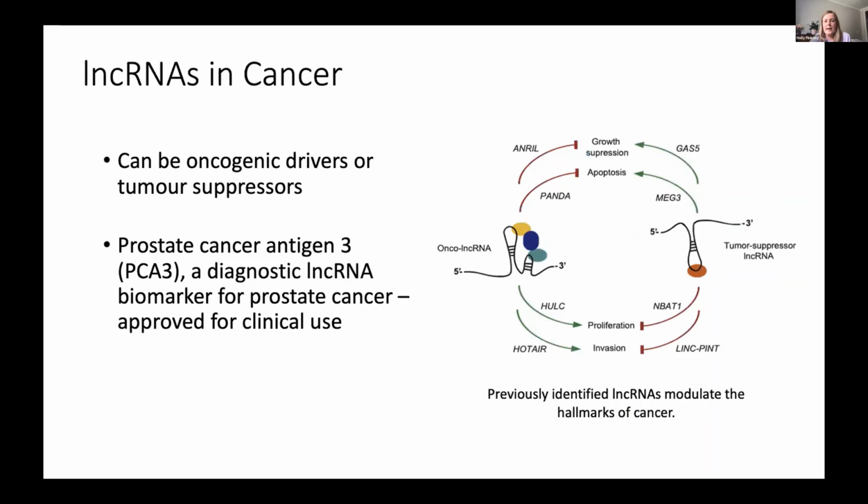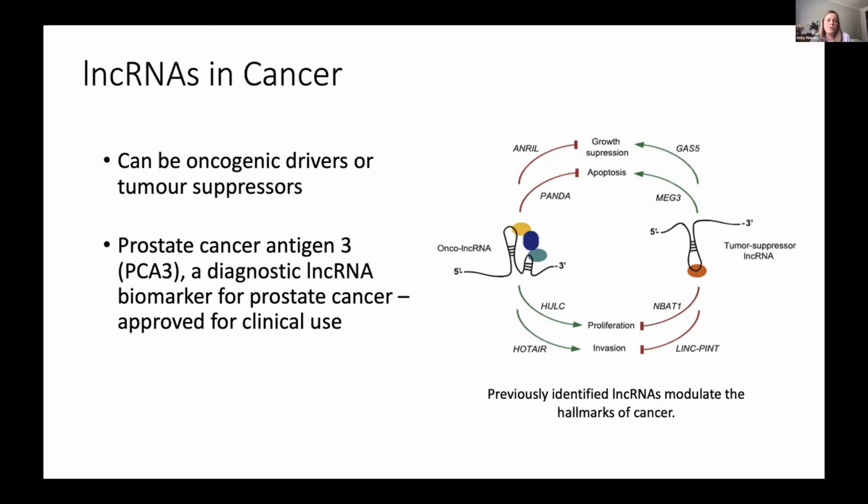In cancer, their expression is often hijacked. So lincRNAs can be oncogenic drivers or tumor suppressors, and there are lots of examples of these. Oncogenic drivers are usually upregulated, and tumor suppressors are usually downregulated in cancer.